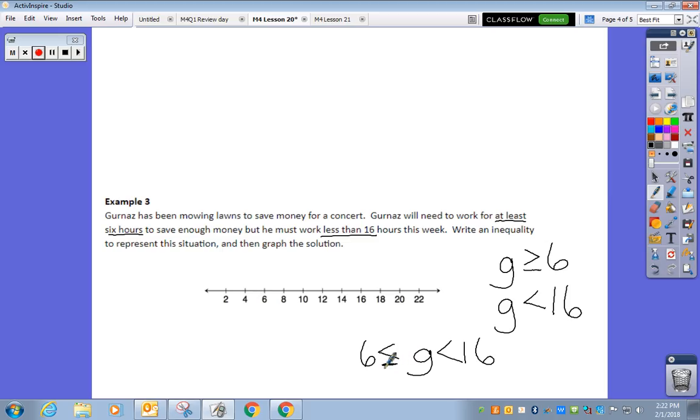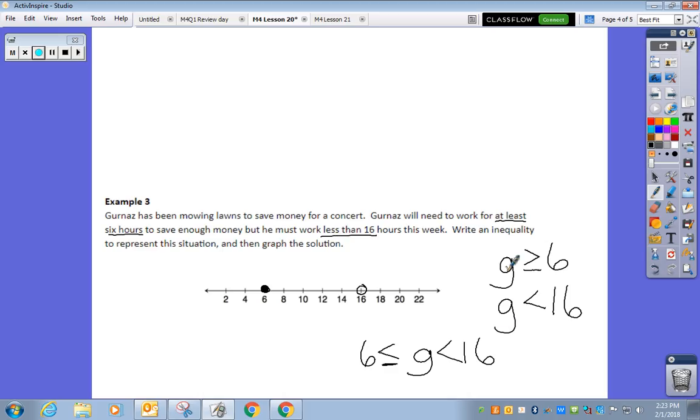And then of course I have to include that line underneath. So when I go to graph this, the line underneath includes the 6. So at 6 it's a closed circle. However, at 16 it would be an open circle because it does not include the 16. It has to be less than 16.